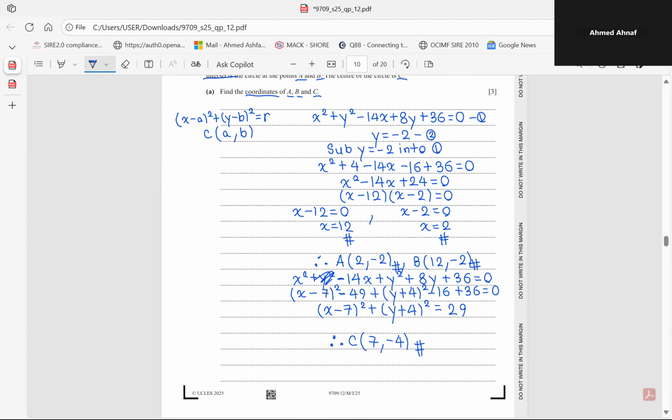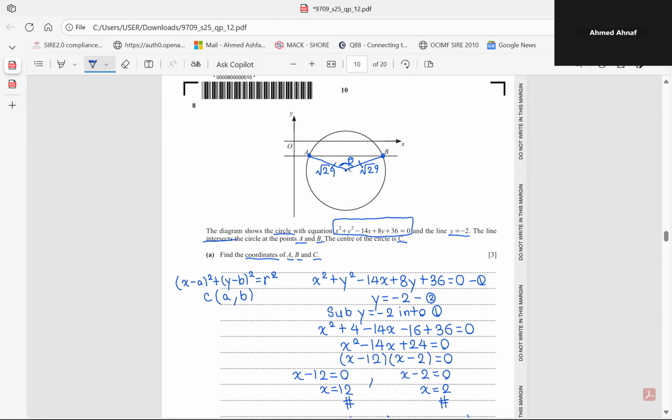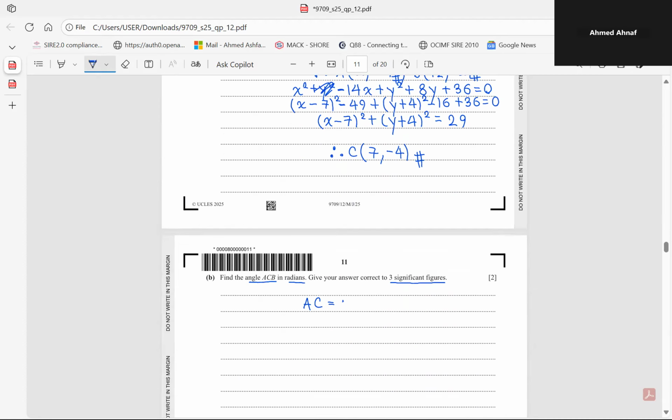Okay, this is r squared in our formula. We can clearly see r squared is 29. So r would be square root 29. So AC is square root 29. Same for CB, which is also square root 29. So ACB is an isosceles triangle. Okay, so let's write that down. AC equals CB equals square root 29.